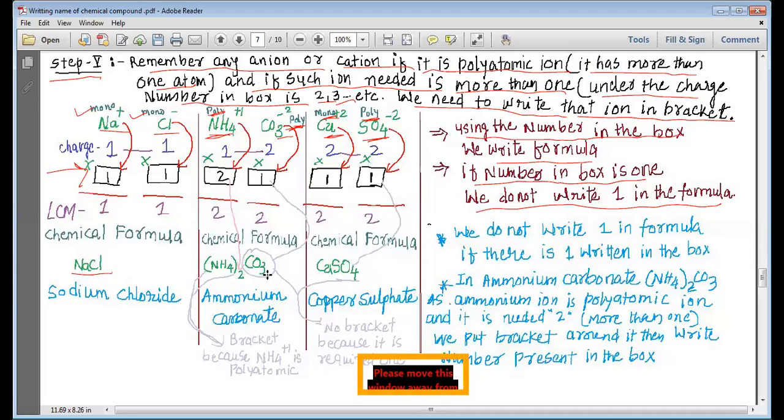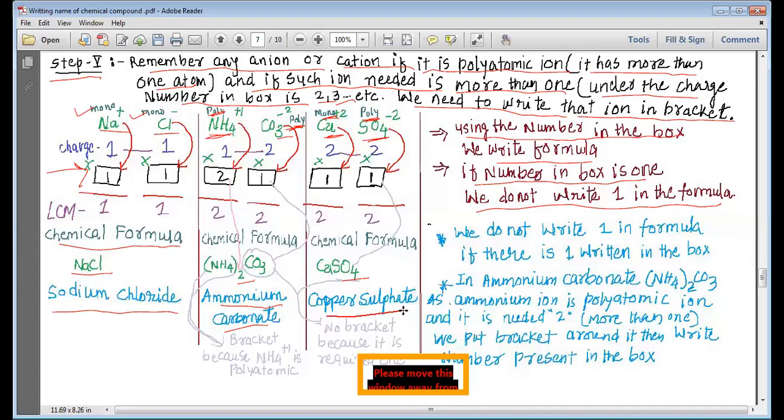If CO3 is needed 1, we just write CO3. If copper is needed 1, we just write Cu. If sulfate is needed 1, we just write SO4. But when they are needed in more than one number, we write that number. And here NH4 is a polyatomic ion, so we write 2 here. Please remember that while writing the chemical formula, we use these numbers in the boxes and then we write the formula. This is the formula for sodium chloride. Same way, this is the formula for ammonium carbonate.